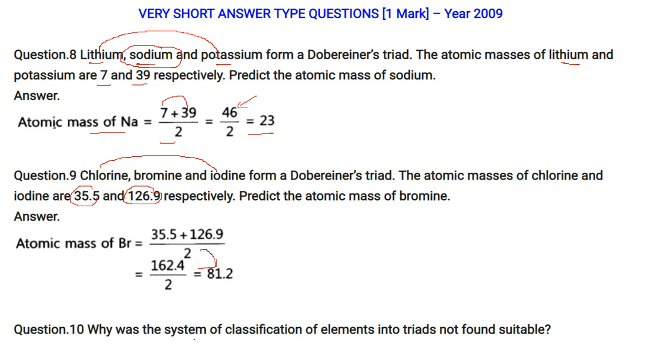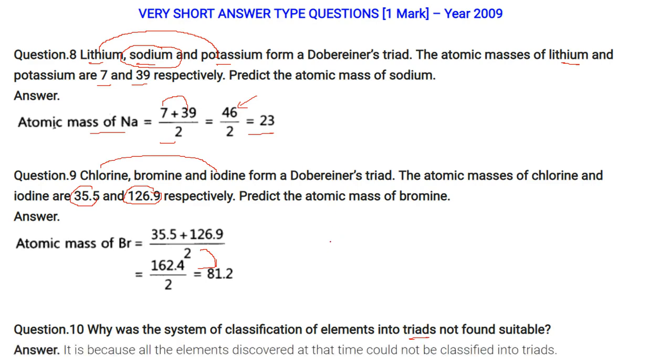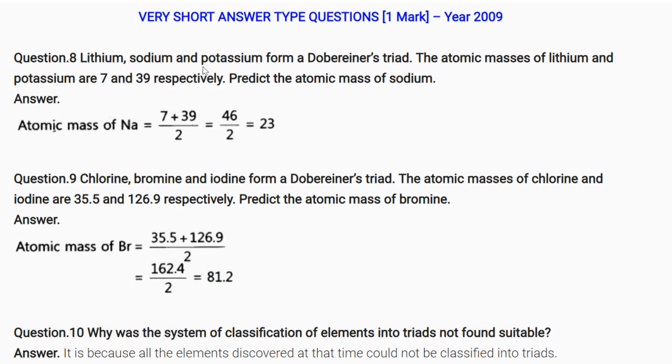Why was the system of classification of elements into triads not found suitable? This is because all the elements which were discovered at that time could not be classified into triads. That means if three elements are there, adding two of them will not always give the atomic mass of the third.